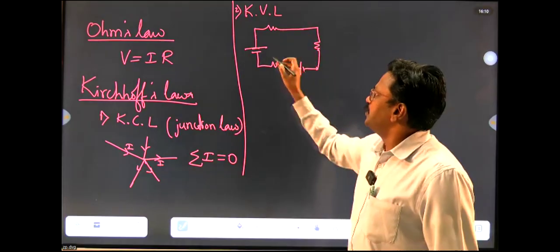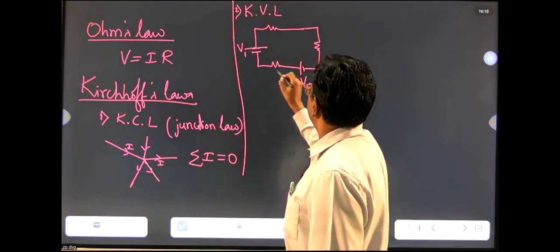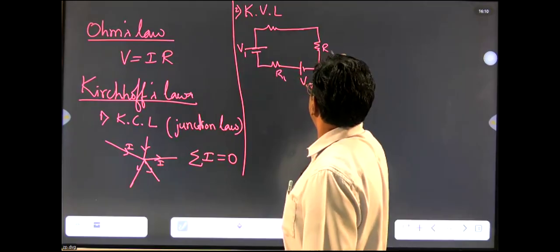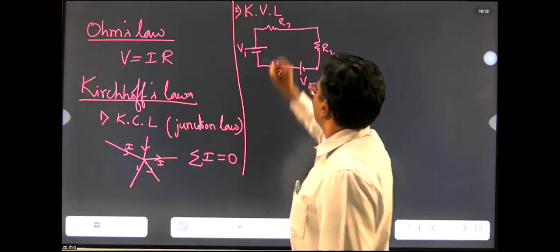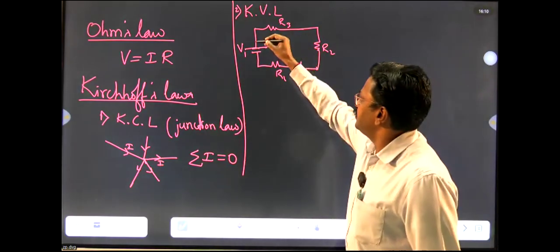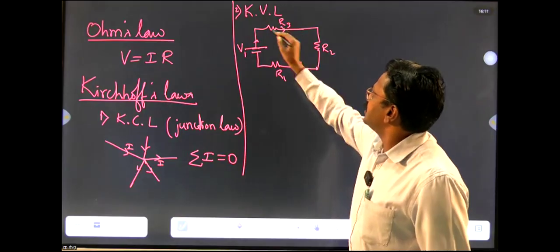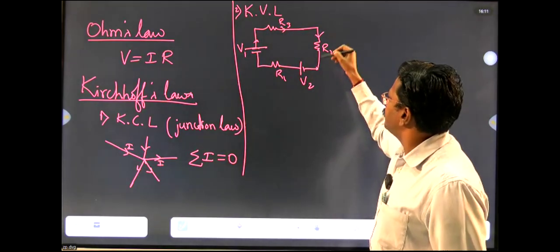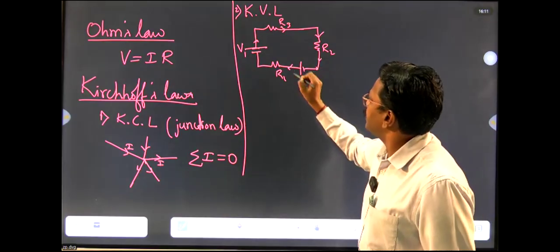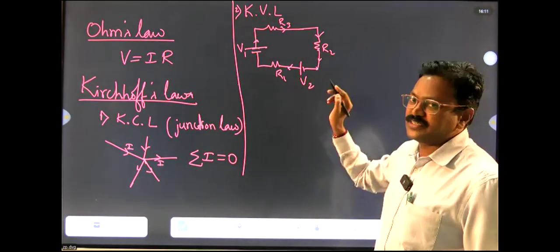In this closed loop, if the voltage across one of the cells is V1, voltage across the other cell is V2, let the resistances be R1, R2, and R3. Now, when there is current supplied, let the current be flowing in this direction. If current is assumed to be flowing in this direction, then current is flowing through this resistance R3 in this direction, R2 in this direction, and R1 in this direction. Okay, it's a closed loop. Now, what does Kirchhoff's voltage law state?